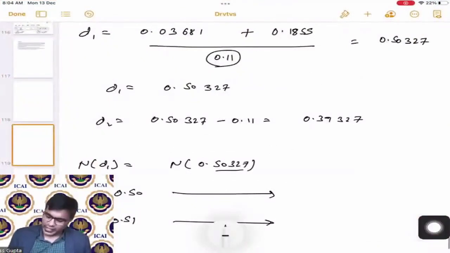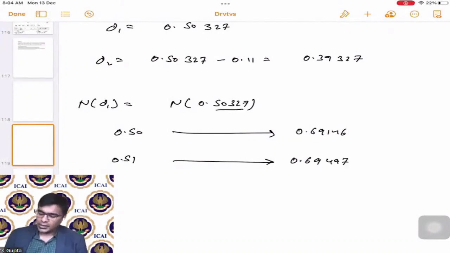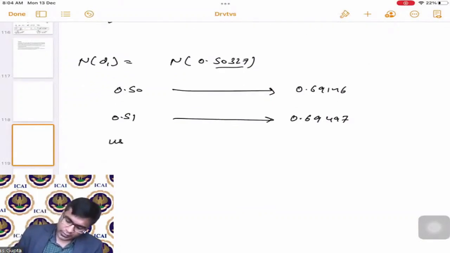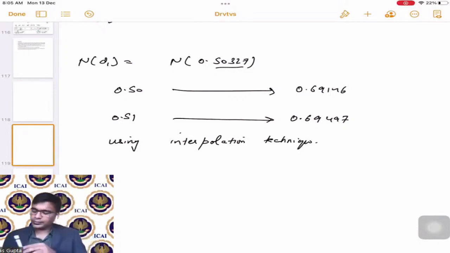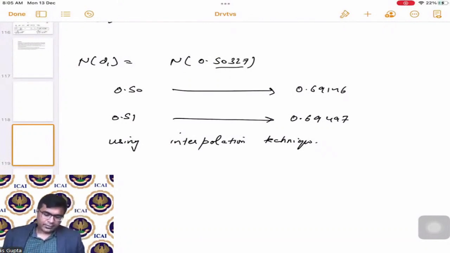So 0.50, as we have just seen, is 0.69146, and this will be 0.69497, correct? Now, using the interpolation technique.